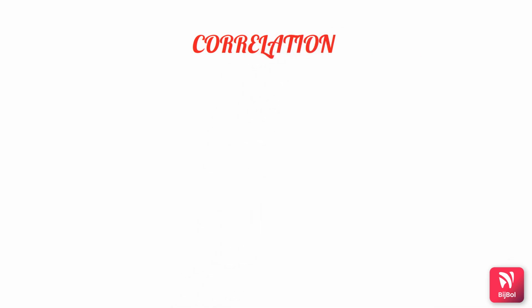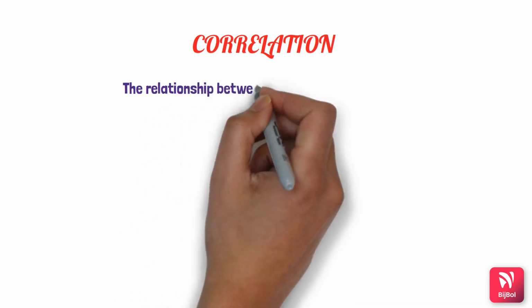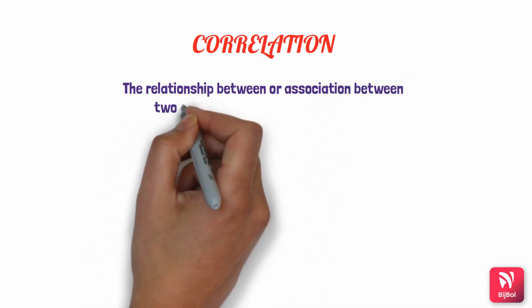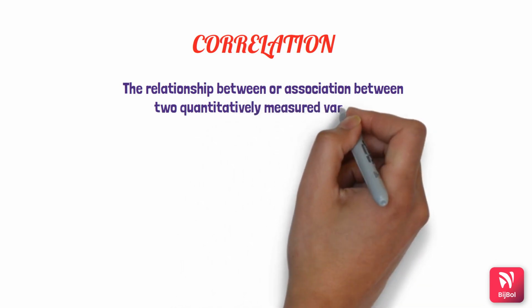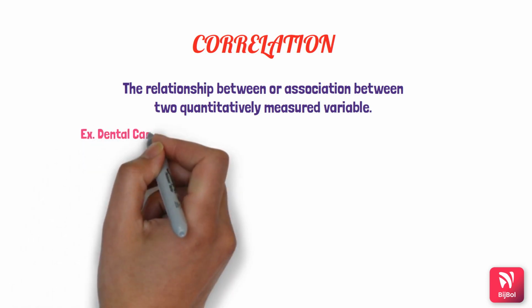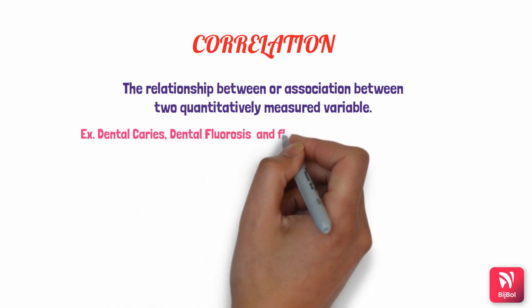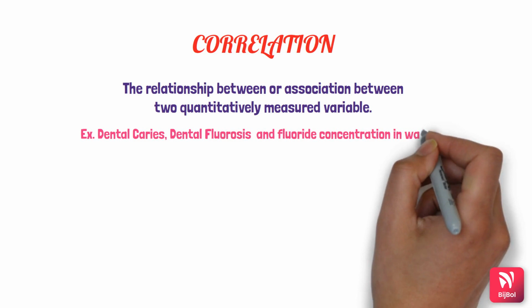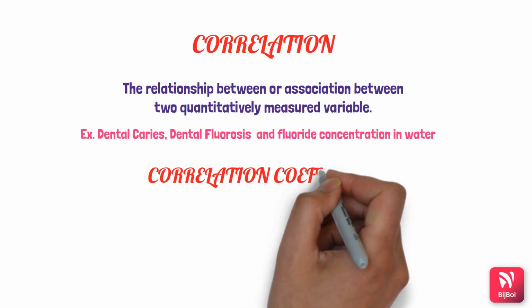Now the next thing is correlation. So what is correlation? In all the previous tests, whether it is the t-test, chi-square test or Z-test, you are just comparing things. But in correlation, you see the relationship, or association, between two quantitatively measured variables. That is exactly what correlation does. For example, the relation between dental caries, dental fluorosis and fluoride concentration in water. This is the correlation part.